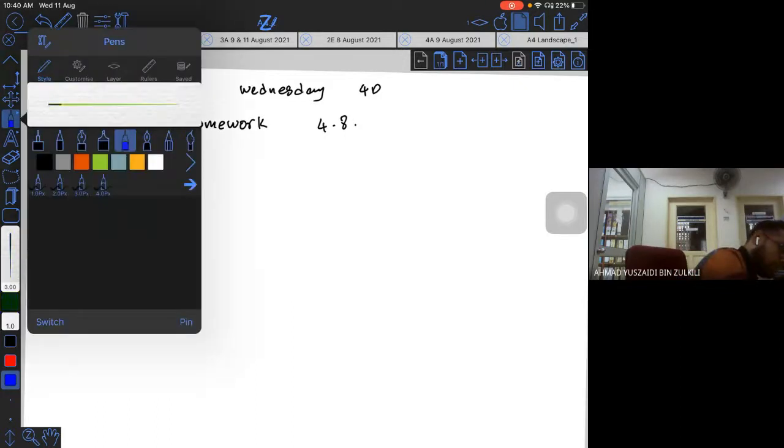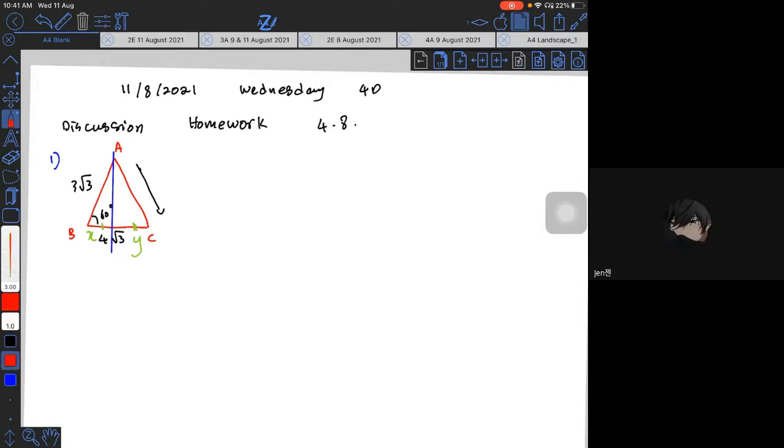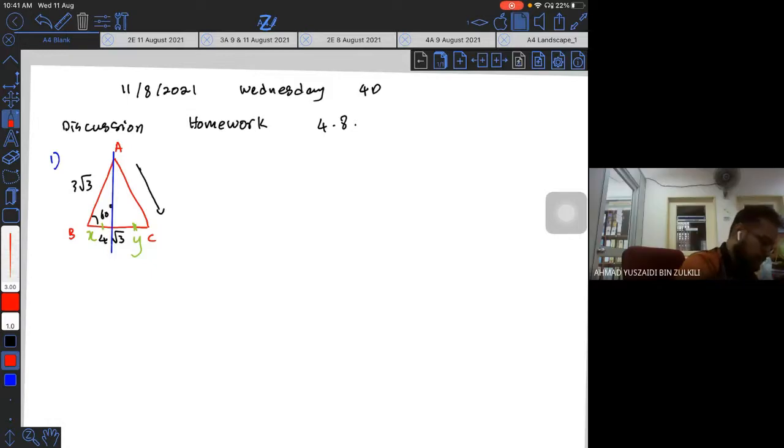I gave the names: this one is X, this one is Y. Okay, X and Y. Next, what should you do? What did you find next? You find tangent, you use tangent to find the height, this part.